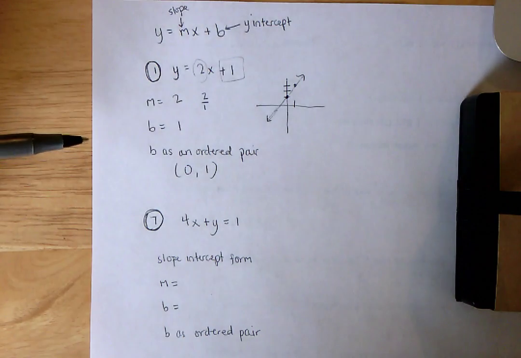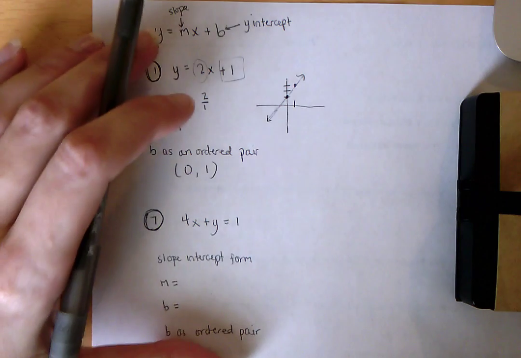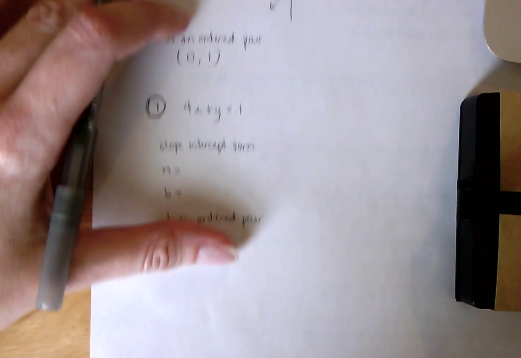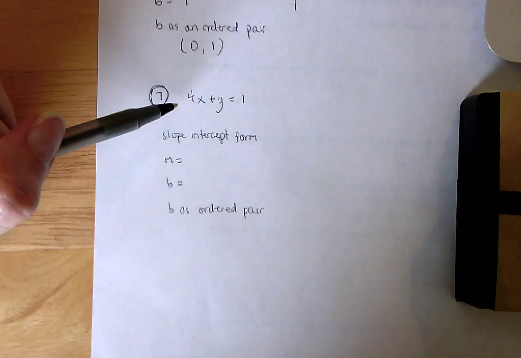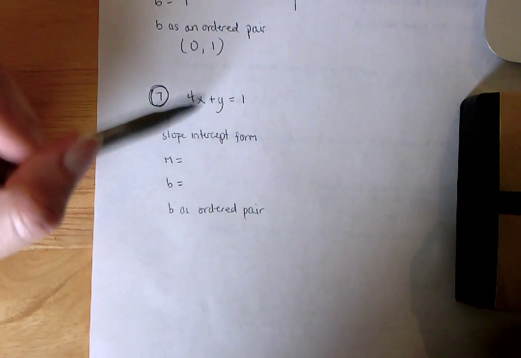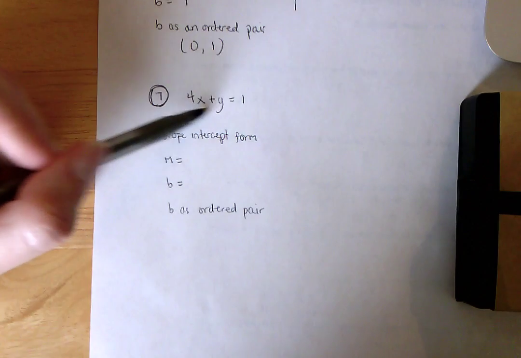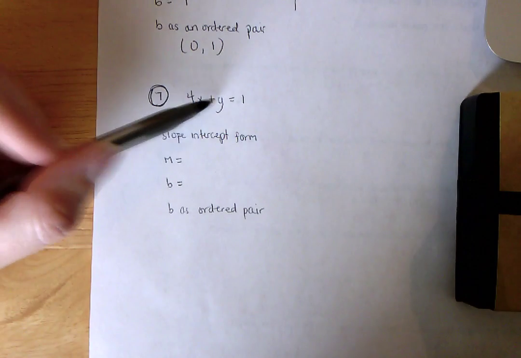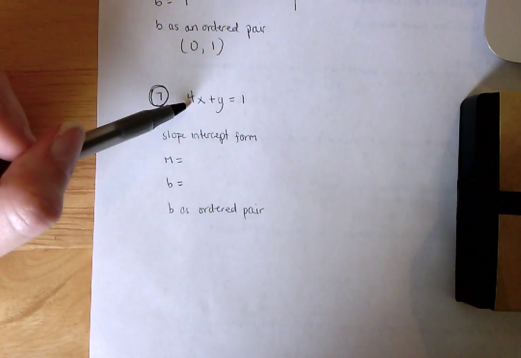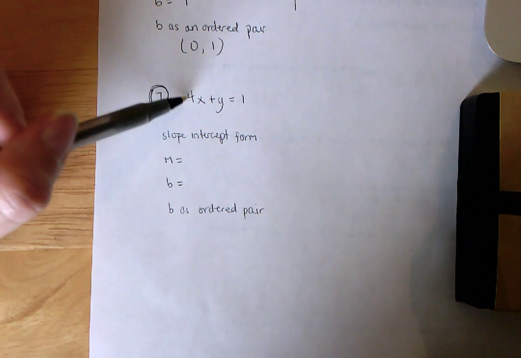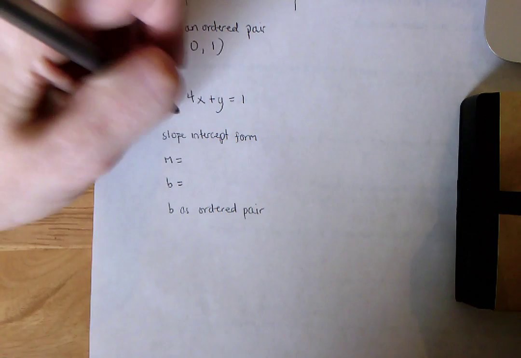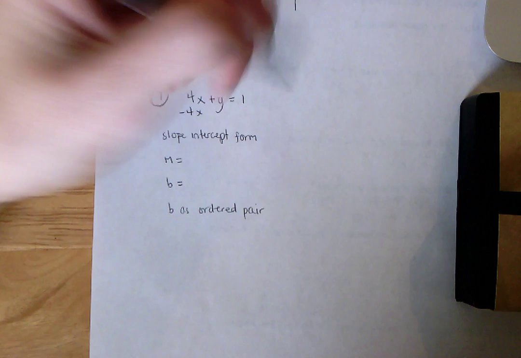Now, the only other situation is if y is not solved. Then you need to solve it. You need to get it into slope-intercept form. Looking right here, I can just see, okay, well, it's almost by itself, but we've got this 4x over here. I need to move that to the other side, so I'd have to subtract 4x from both sides.